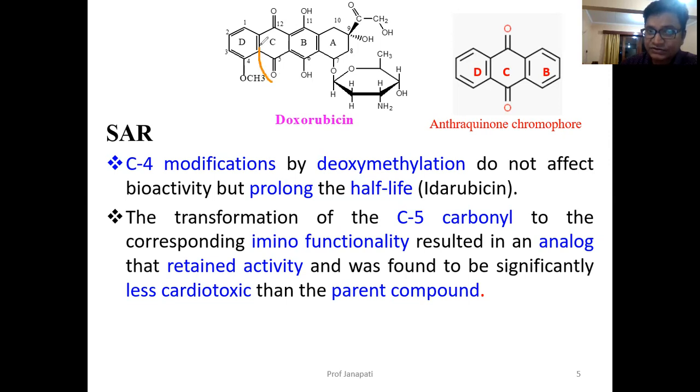So these functional groups, especially these two keto groups which are at the 5th position and 12th position, are responsible for generation of free radicals. You will learn about them in the coming slide. So if you remove them, it causes less cardiotoxic effect.